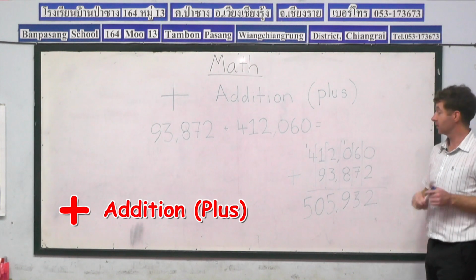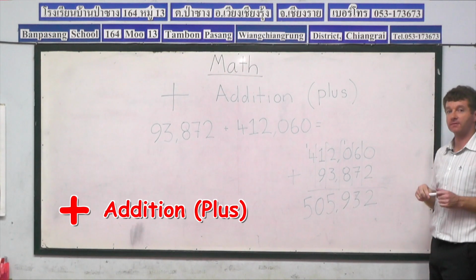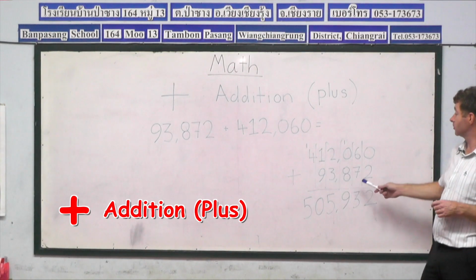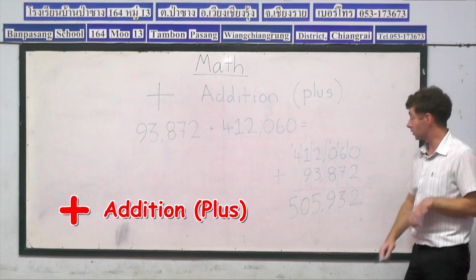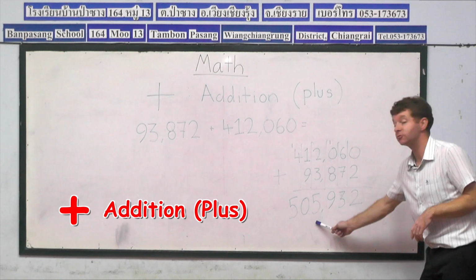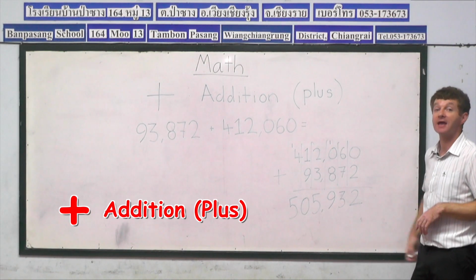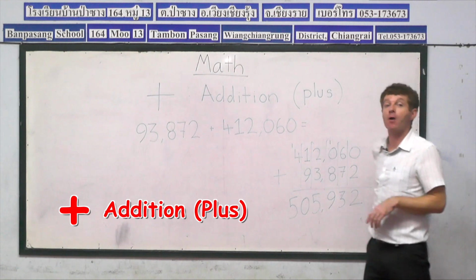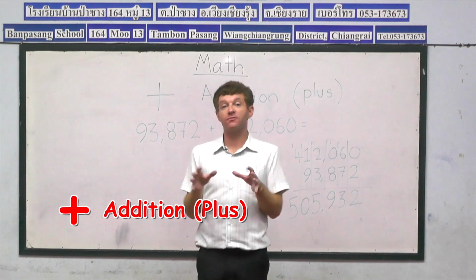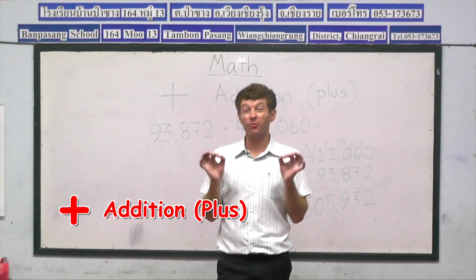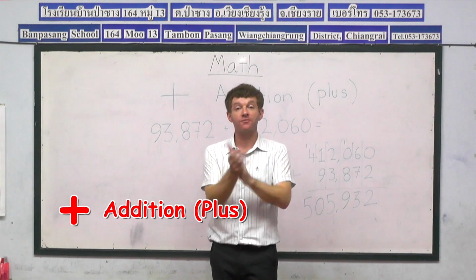412,060 plus 93,872 equals 505,932. And this is how we add together numbers that contain different amounts of digits. And it's important to remember about place value. But guys, that was excellent. Very well done.